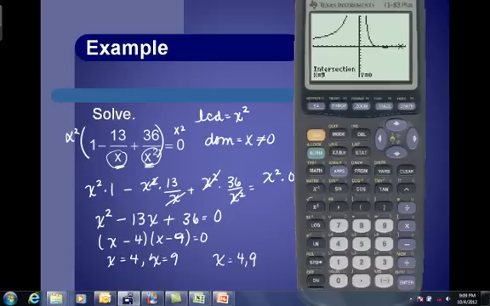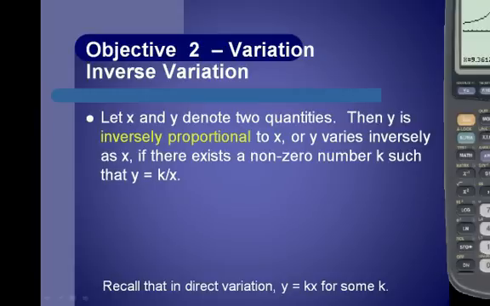Now had we not done this by the pencil and paper method, we probably would not have known that there were two different solutions. So that's why it's a good idea to solve it on your paper and then use your calculator to check it. Objective 2, variation, inverse variation.